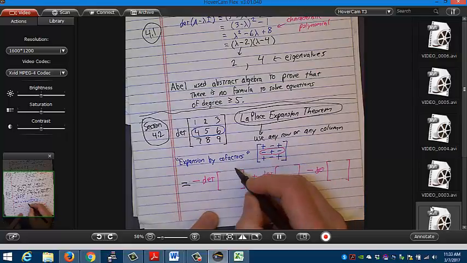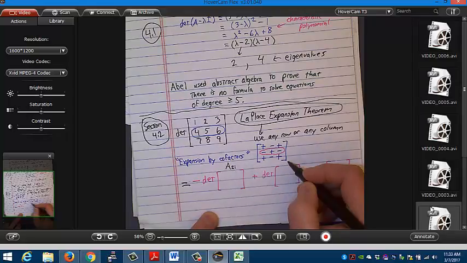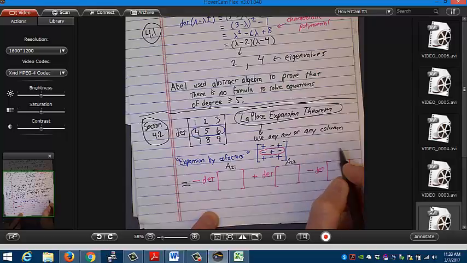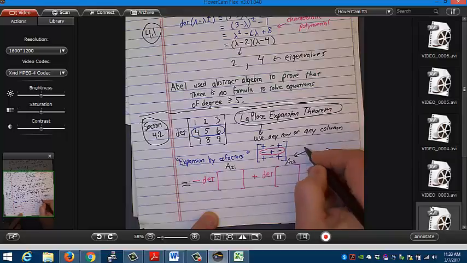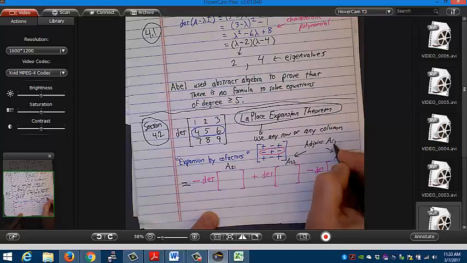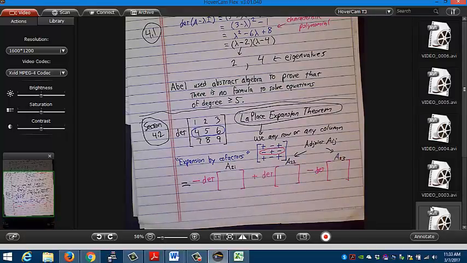This little matrix here might be called A row 2 column 1, A row 2 column 2, A row 2 column 3. And these things here, it's called the adjoint, Aij. What you do is you delete a row and a column. All right? So watch how this works.